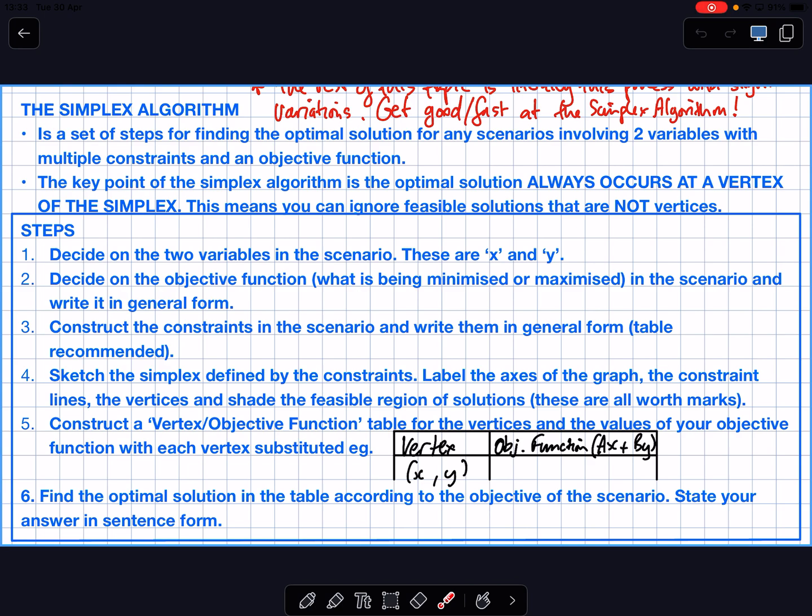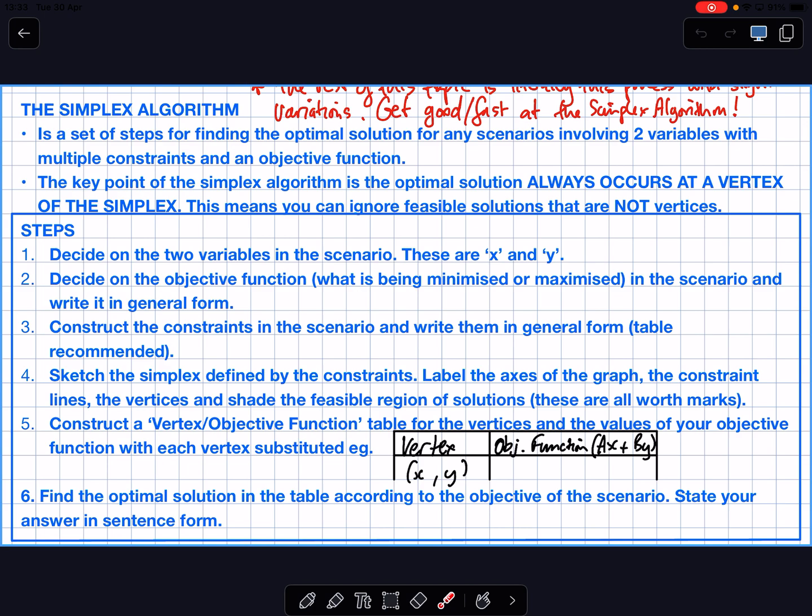Yeah. So what is the Simplex algorithm? It's a set of steps for finding the optimal solution for a scenario that involves two variables. In general maths, we stop at two variables, x and y. The key point of the Simplex algorithm is the optimal solution always occurs at a vertex, at a corner.